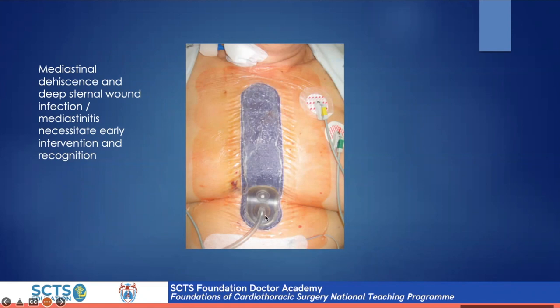So this is a negative pressure dressing, a Prevena dressing, that just gets put over the wound. Some people put them on prophylactically to help prevent buildup of collection on the wound, but it may also be put on there if there's an infection post-op. As I said, it's important to make sure we recognize and intervene early in these situations.